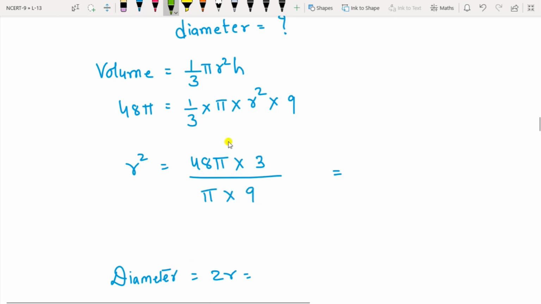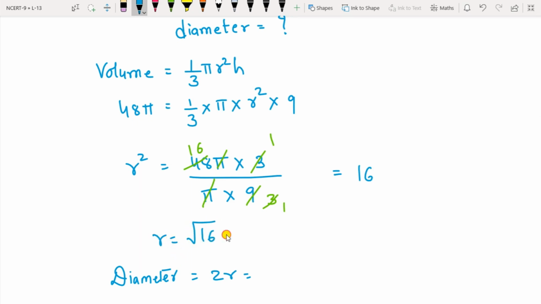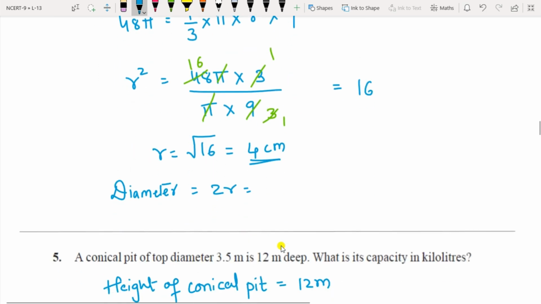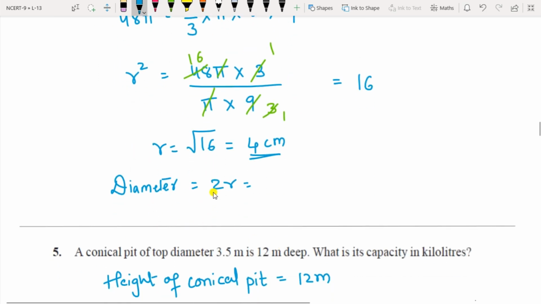So pi will get cancelled. 3 ones are 3, 3 threes are 9. Then 3 ones are 3, 3 sixes are 18. So r square equals 16. So r equals under root of 16, that is 4 centimeter. Then you have to find the diameter. So diameter equals 2r. So that is 2 into 4 equals 8 centimeter, which is the diameter.